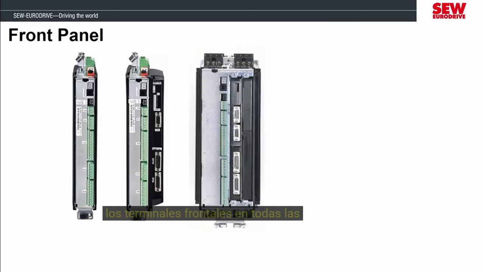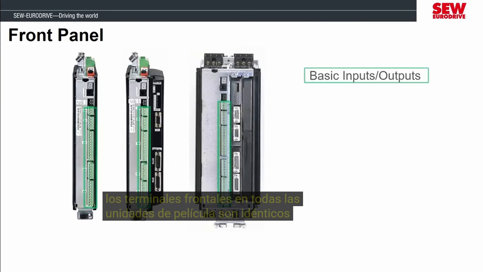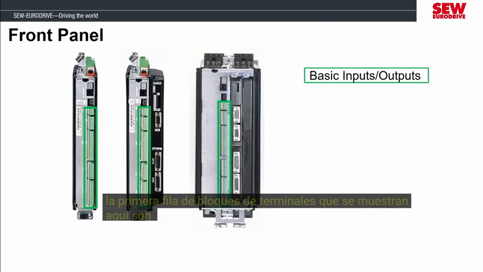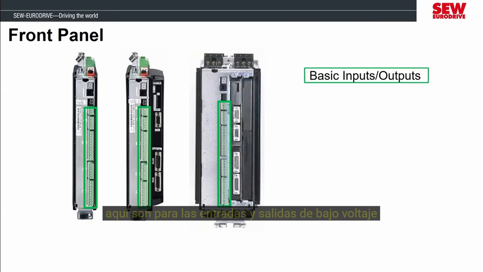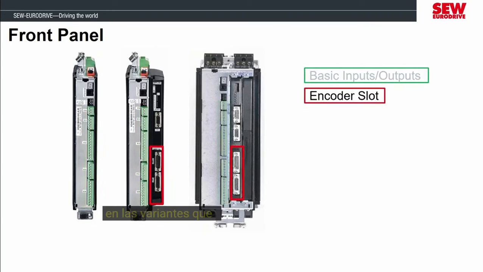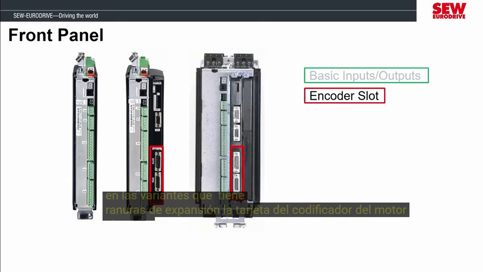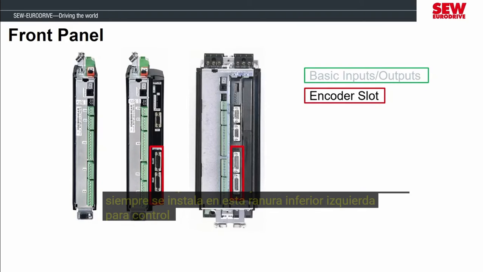The front terminals on all of the MOVIDRIVEs are identical. The first row of terminal blocks shown here are for the low voltage inputs and outputs. In the variants that have expansion slots, the motor encoder card always installs in this lower left slot for closed loop control.